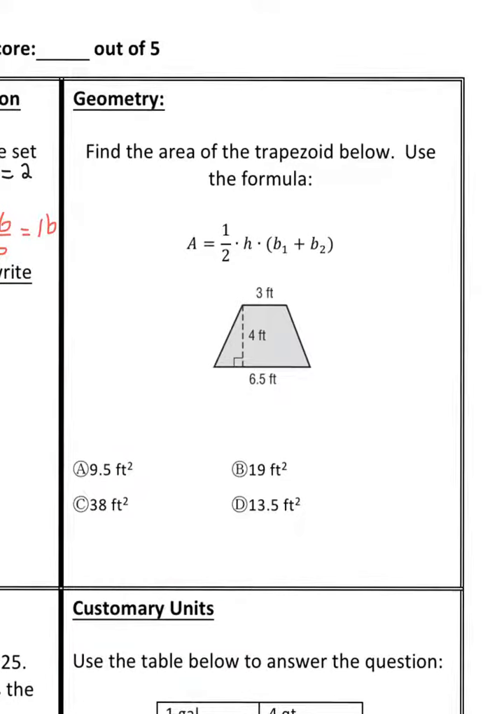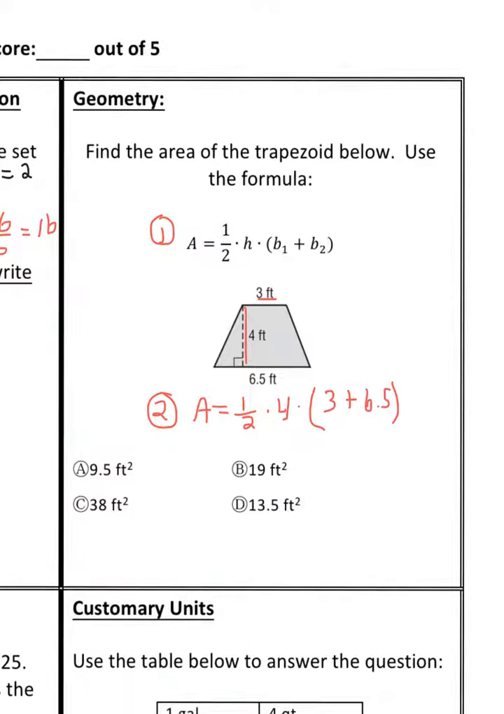So the formula is written down right here. And now the next thing I want you to do, and make sure you do this, I'll be checking, is you're going to substitute. That means rewrite the formula but put numbers in. So I'm going to start with area equals half times the height. Now remember we said the height was here, so the height is 4, times base 1 plus base 2. Now base 1 is 3, plus base 2 is 6.5.